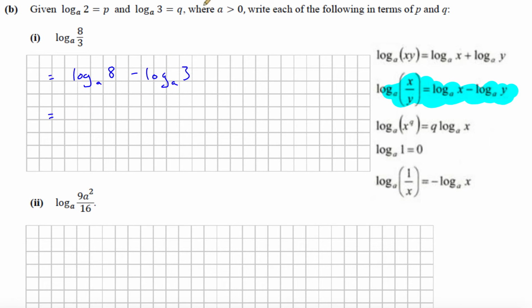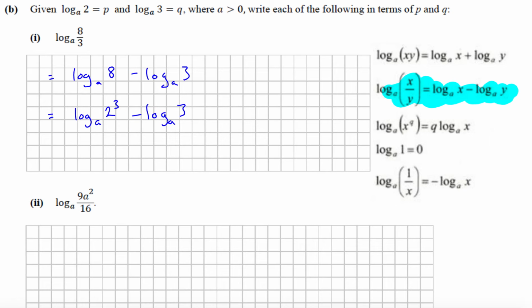Okay, so I can spot straight away there's log of 3 to the base a, so that's q. And now here I'm in trouble because I have the 8. However, I know that if I want to get 2 involved, I know that 8 is actually 2 cubed. So I can change this to the log to the base a of 2 cubed, minus the log of 3 to the base a.